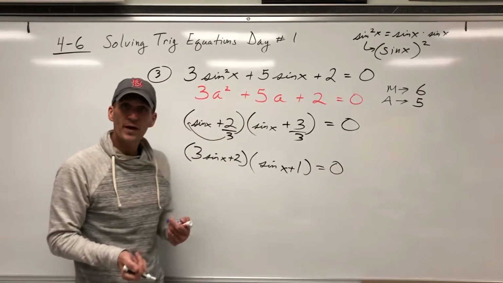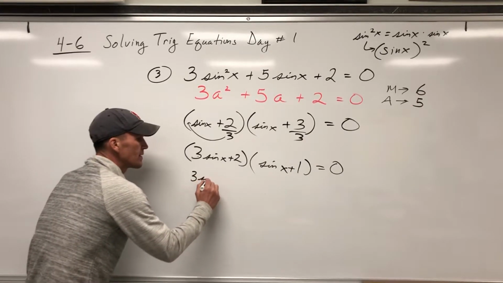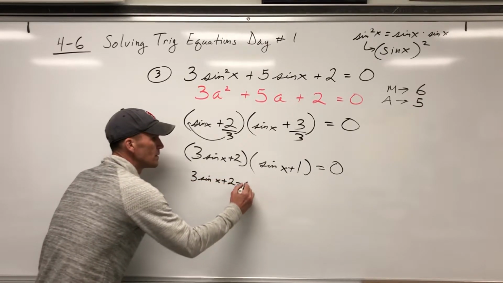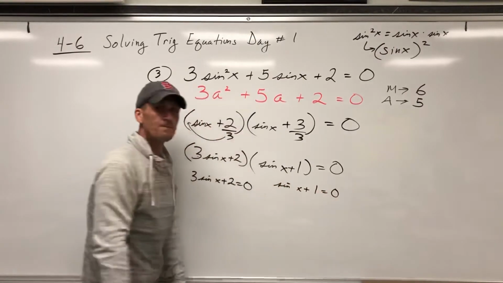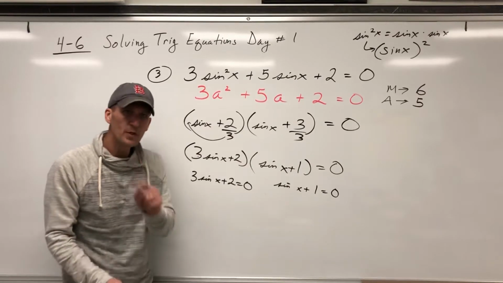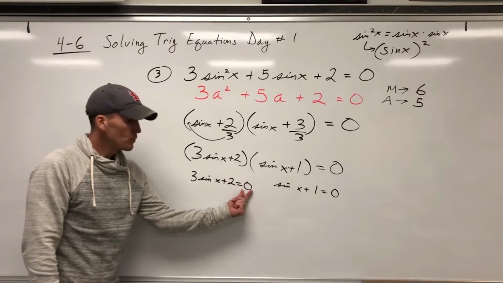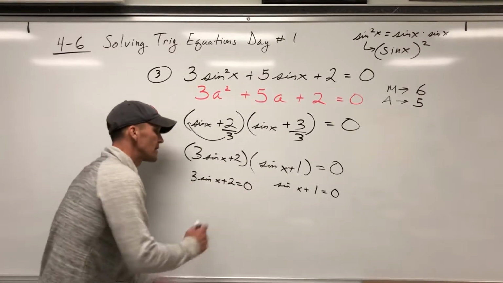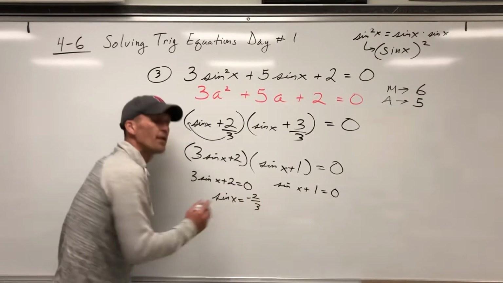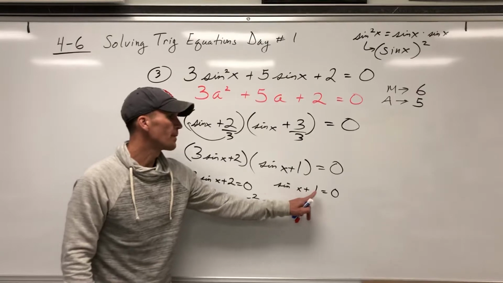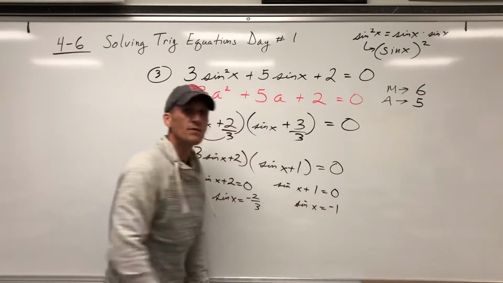Now we do the zero product rule, and each part can equal 0. So I take 3 sine of x plus 2 is equal to 0, and I take sine of x plus 1 is equal to 0. All right, I'm going to speed things up a little bit to get the trig functions by themselves. I will minus 2, and I'll divide by 3. So that gives me sine of x is equal to negative 2/3. Here, I'm going to minus 1, and I have sine of x is equal to negative 1.